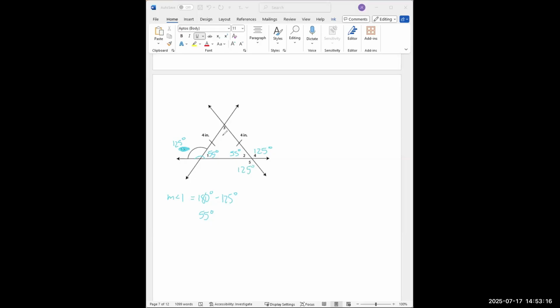I need angle 3. And it's part of a triangle for which I know 2 of the angles. So I can write that the measure of angle 3 plus the other 2 angles that are in the triangle with it, the 55-degree angles, has to be 180. And then I can simplify. So measure of angle 3 plus 110 degrees is 180. So the measure of angle 3 is going to be 180 minus 110, which is 70 degrees. And I've got them all.